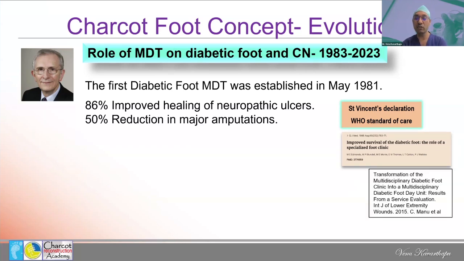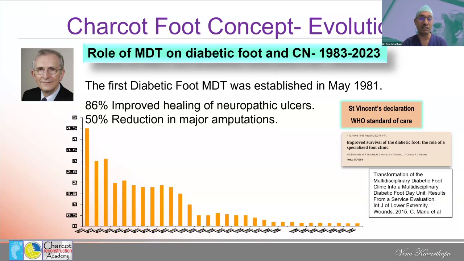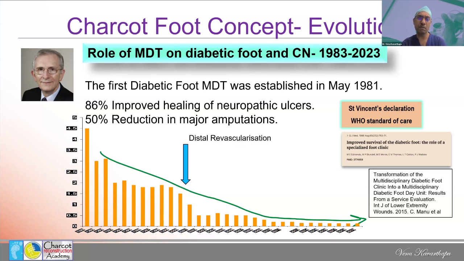What we have observed in our unit, when our other diabetology colleague, Dr. Chris Manu, reviewed all our amputation rates over a long period of time, was that in this graph you can see the reduction in our amputation rates from 1990 to more recently, and there has been a steady reduction. And those big dips happened when the far distal, ultra-distal revascularization was introduced. And the second dip was when the Charcot reconstruction service was introduced when I joined the team.